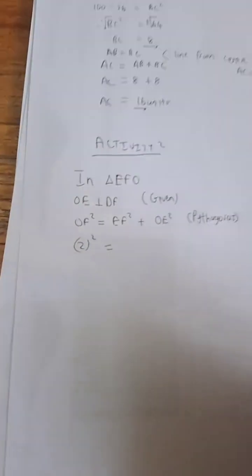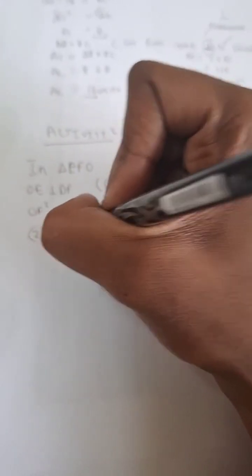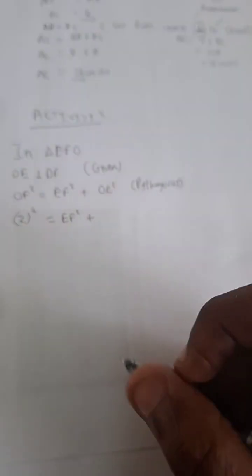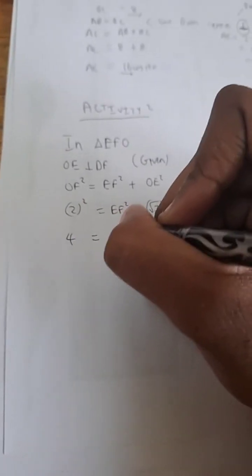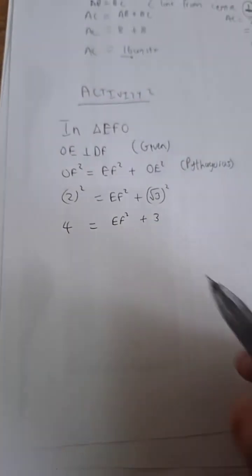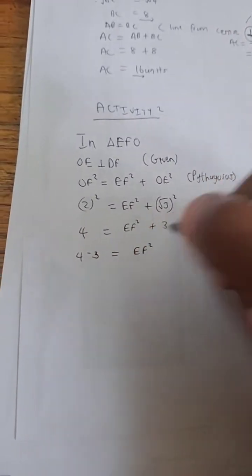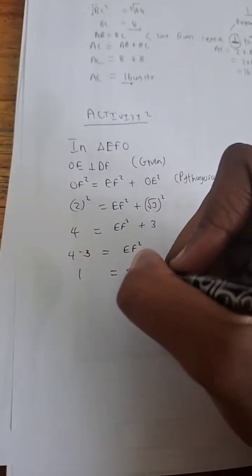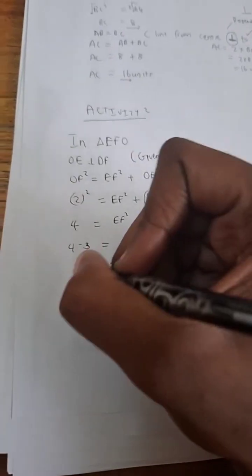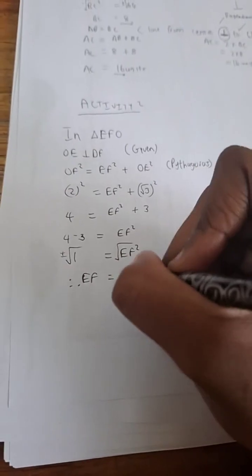Then what is OF? It's 2 squared. EF squared is what I'm looking for, the other side in the triangle. OE is square root of 3, squared. Then I go ahead, 4 is equal to EF squared. Let's isolate it, take the 3 over, 4 minus 3. Someone asked me, is the answer 1? It seems like it. And the square root of 1. Therefore, EF is equal to 1.